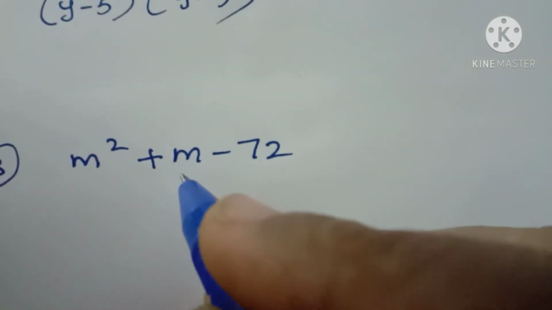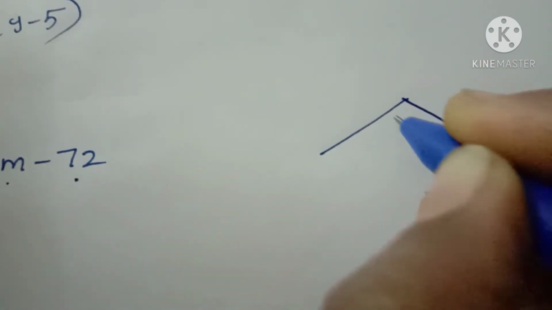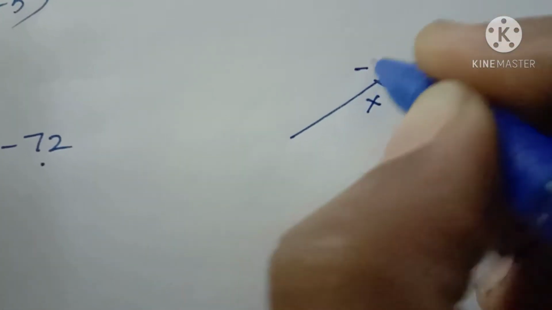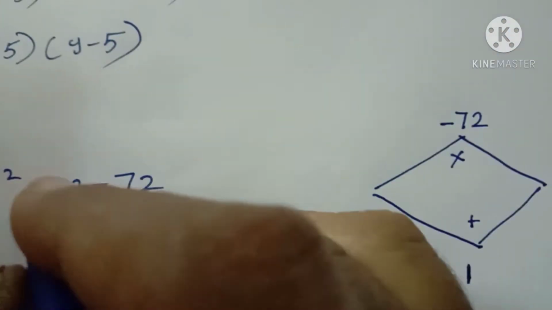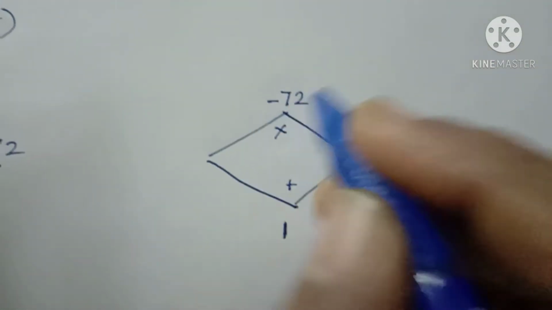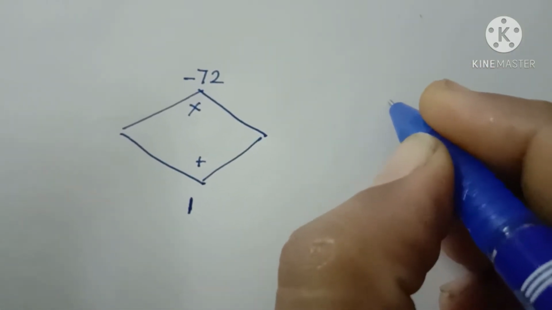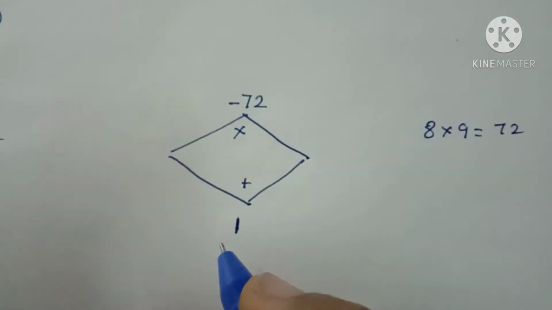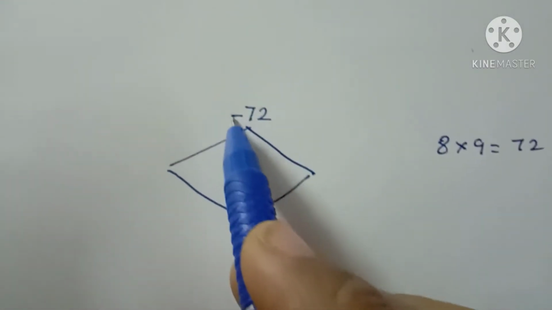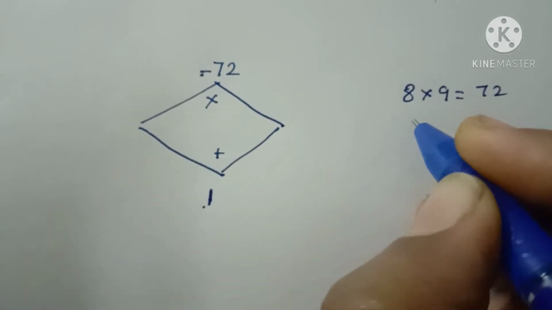m square plus m minus 72. So you have to multiply and get the value 72 and add and get the value 1. If no number is there, you have to assume 1. So if you take 72, here 8 nines are 72. But they have given here minus, but here plus.